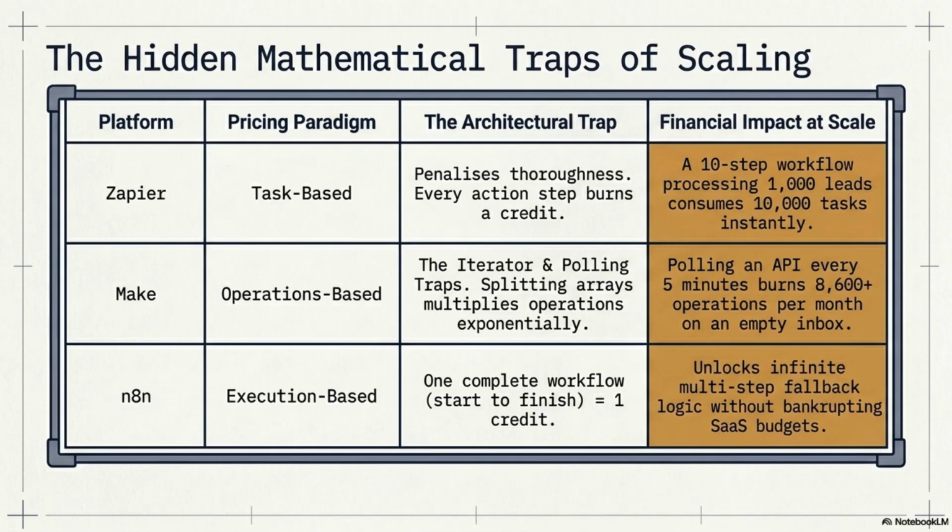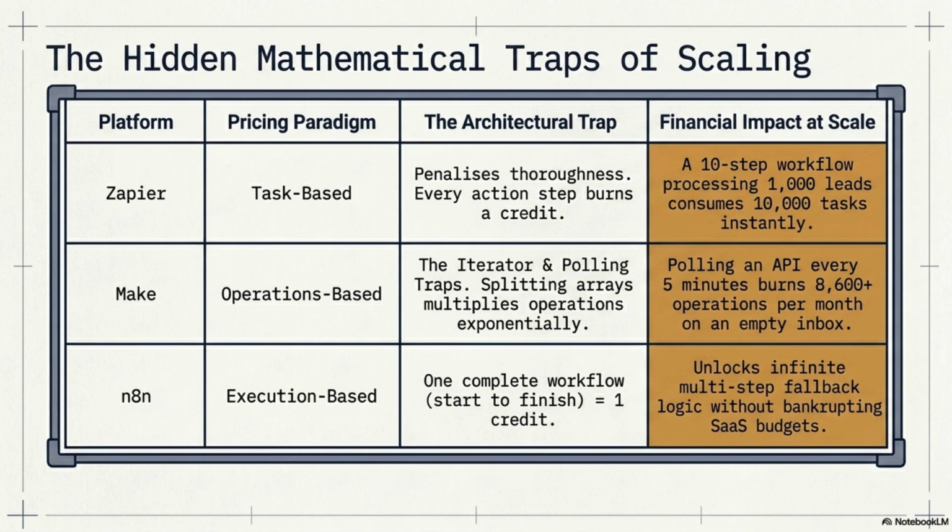Like, Zapier operates on a strict task-based model. Every time a successful action step runs, you burn a task. The trigger doesn't cost anything, but every subsequent node execution does. So a 10-step Zap processing 1,000 leads consumes 10,000 tasks. You got it. Looking at their pricing documentation, a starter or a professional plan can just evaporate in a matter of days during a product launch. You are literally penalized for building thorough, multi-step workflows.